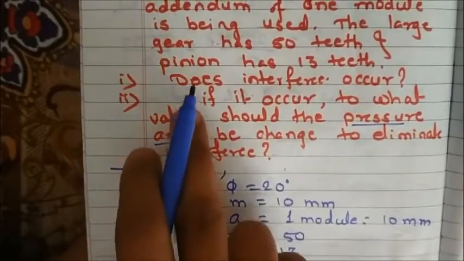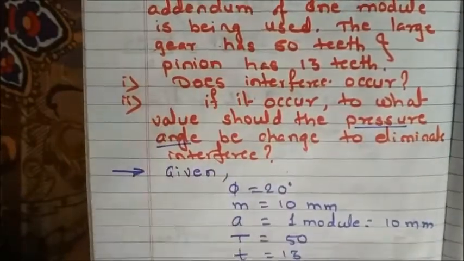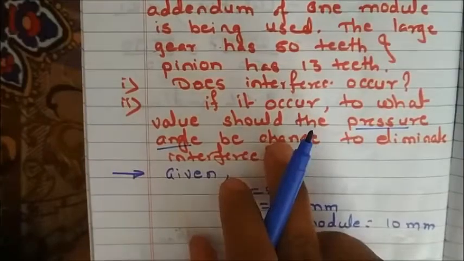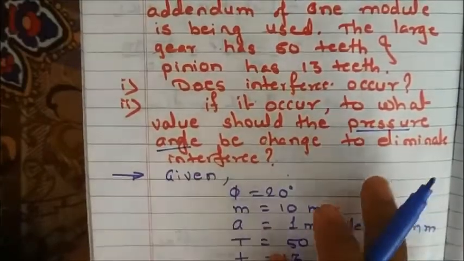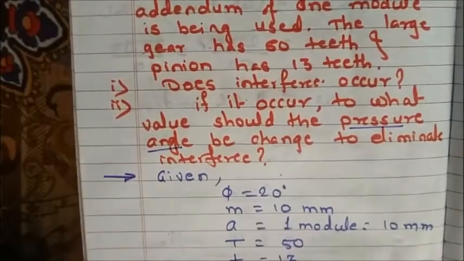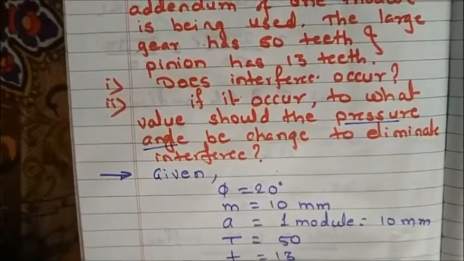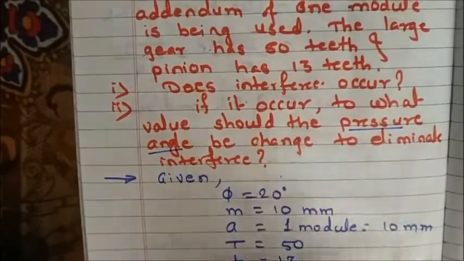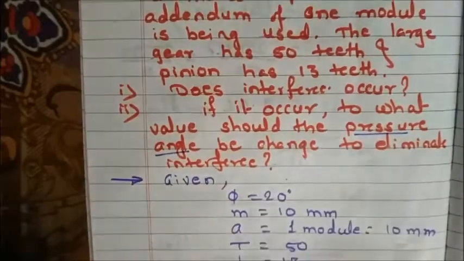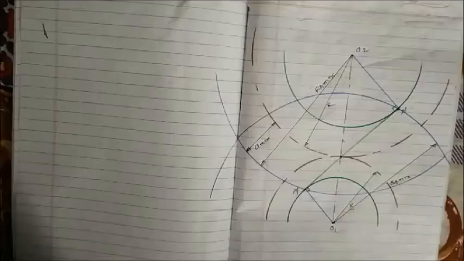Now what they ask: does interference occur? And second, if it occurs, to what value should the pressure angle be changed to eliminate that interference? Firstly they ask whether there is interference or not, and secondly if there is interference, then by using the pressure angle, how we can eliminate that interference.